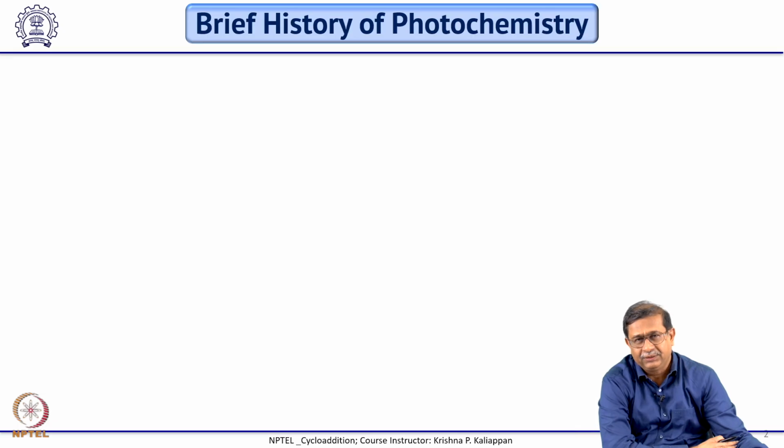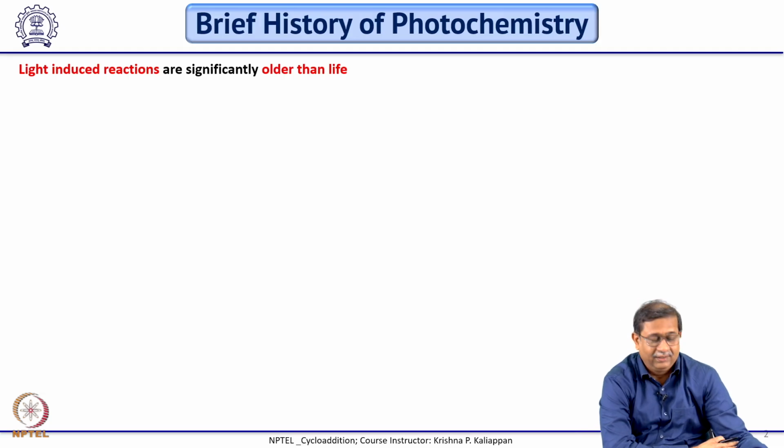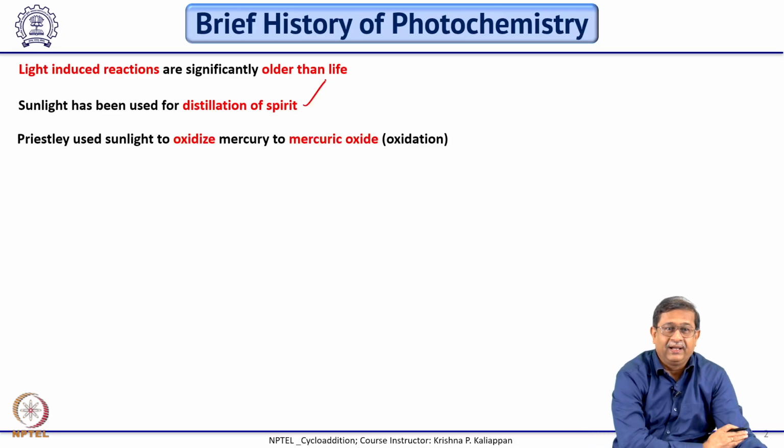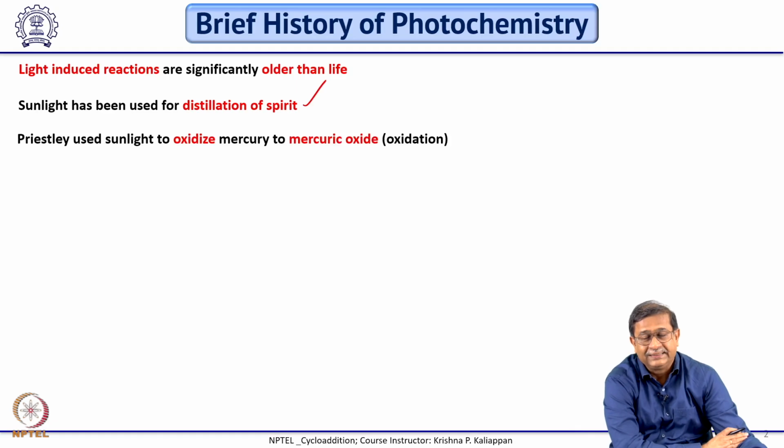Before we actually go into the photochemical 2+2 cycloaddition, I will just give a brief history of photochemistry, how photochemistry started playing a major role in organic chemistry. Light induced reactions are much older than life itself. Sunlight was used much earlier for the distillation of spirit, and Priestley initially used sunlight to oxidize mercury to mercury oxide.